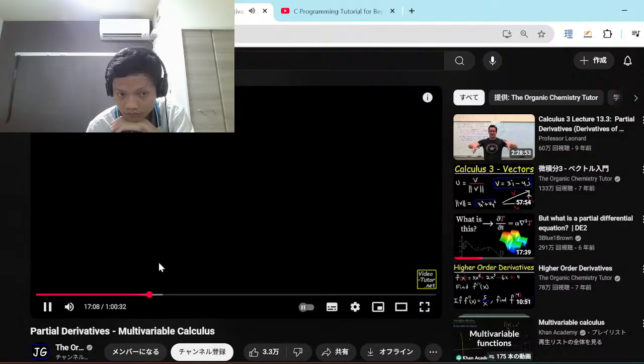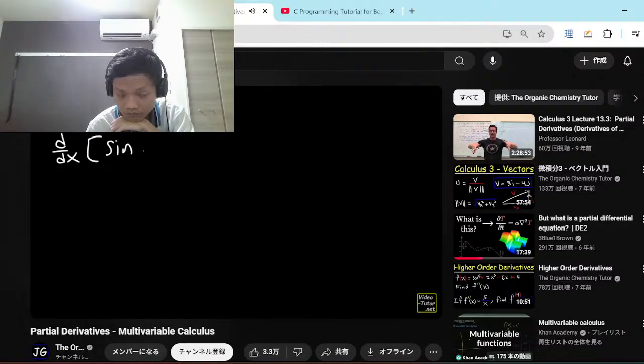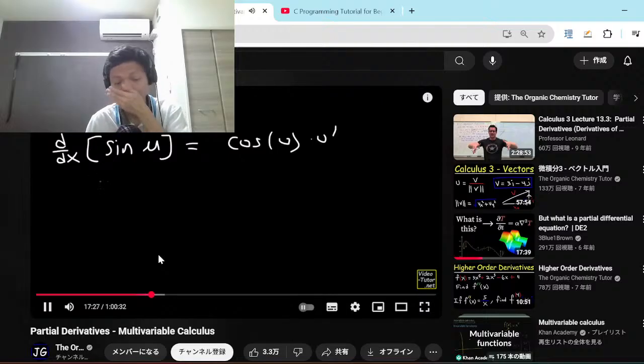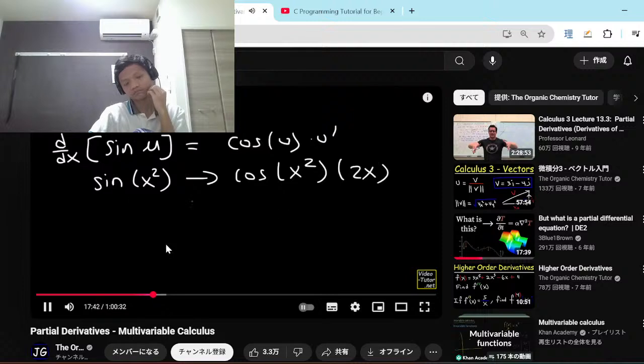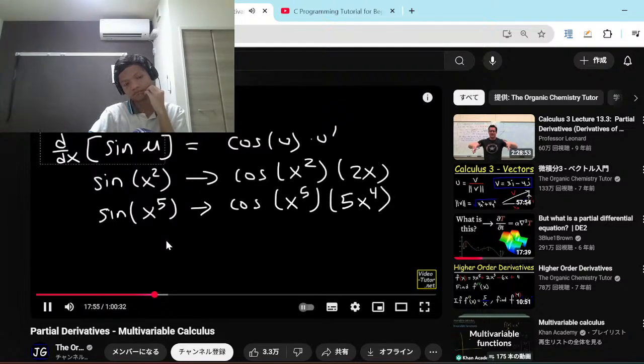Now let's try a trig function. Let's say z is equal to sine x cubed y to the fifth. Find dz/dx and dz/dy. So if you want to find the derivative of a sine function, the derivative of sine u is cosine u times u prime. So if we want to differentiate sine x squared, it's going to be cosine x squared times the derivative of the inside part. The derivative of x squared is 2x. So let's say you have sine x to the fifth. It's going to be cosine x to the fifth times the derivative of x to the fifth, which is 5x to the fourth.